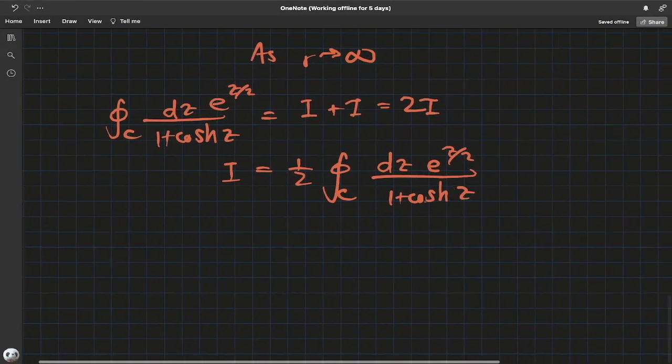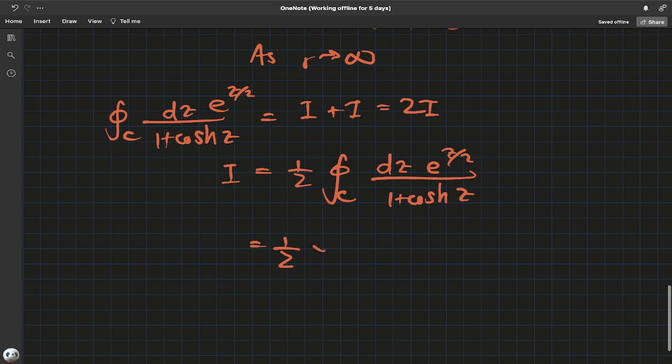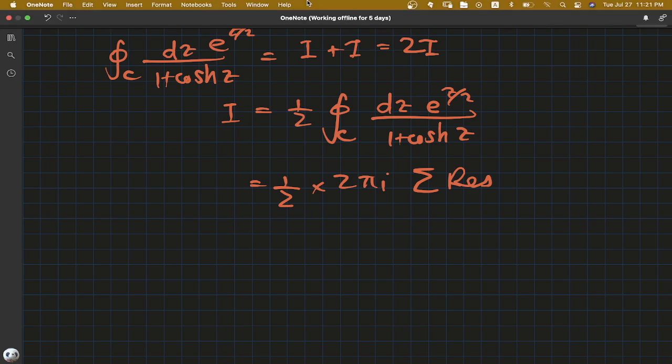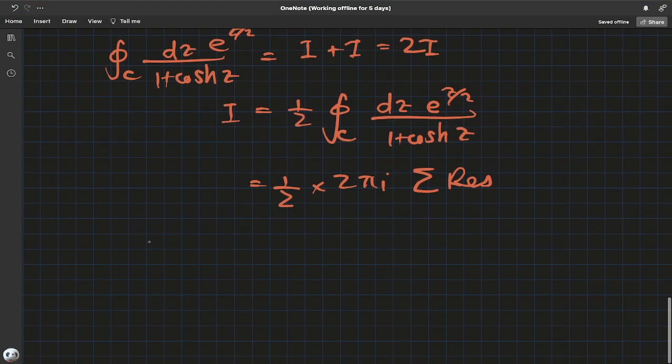And now solving this is easy. This is just using the residue theorem: 2 pi i times the sum of residues of singularities of the function inside contour C. That's a mouthful. Now this can get a little tricky, that's why I'm going to do it a little slowly. Okay, so what we have here is this function, and I've broken it down using the definition of the hyperbolic cosine.